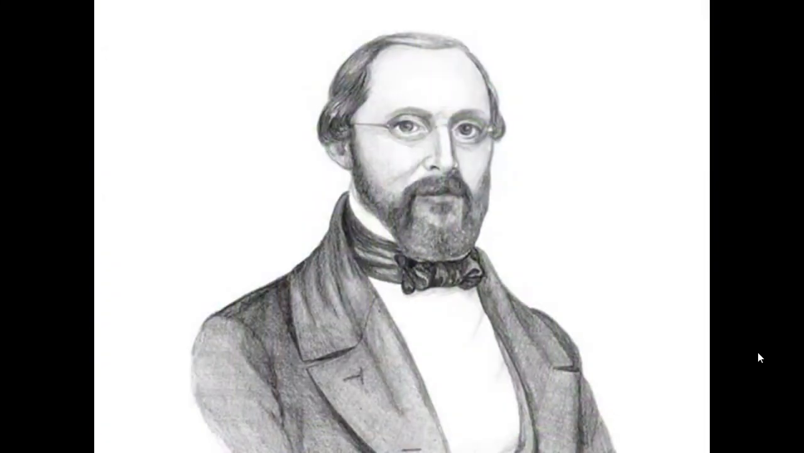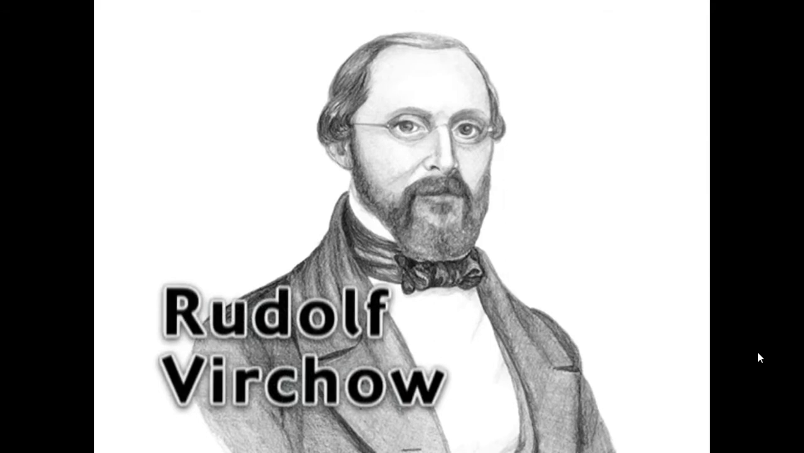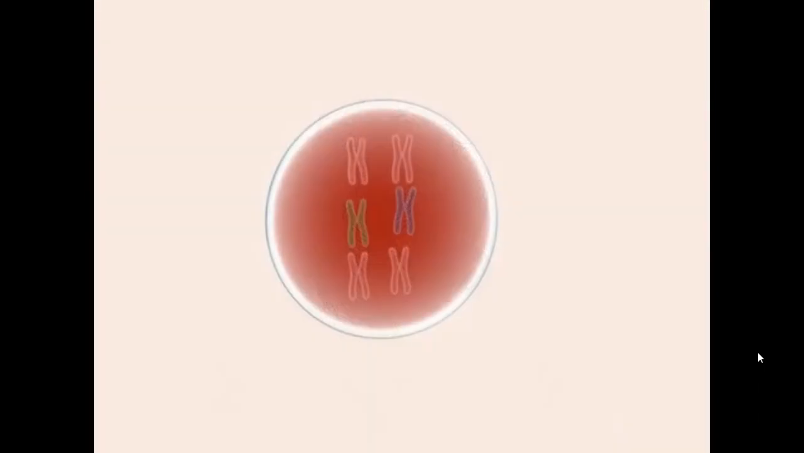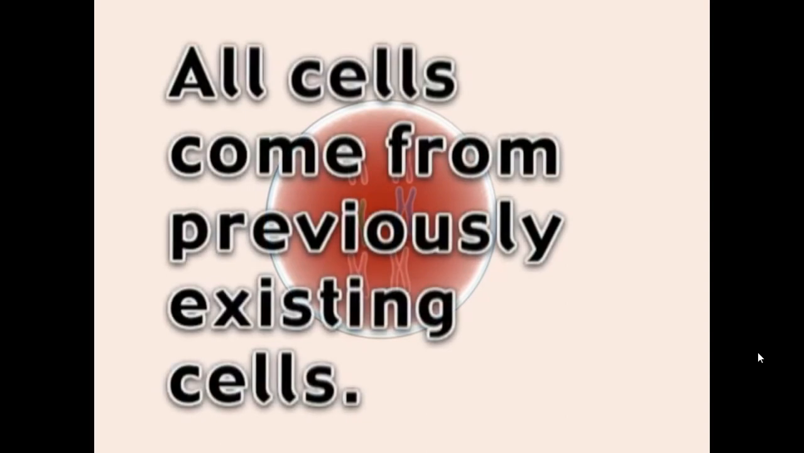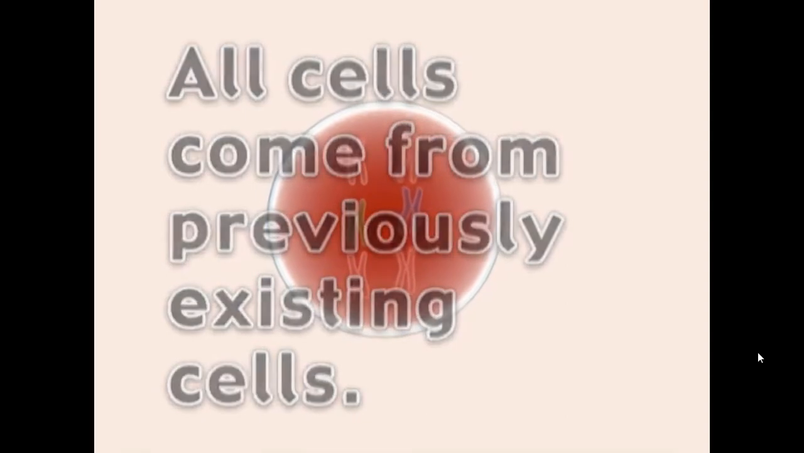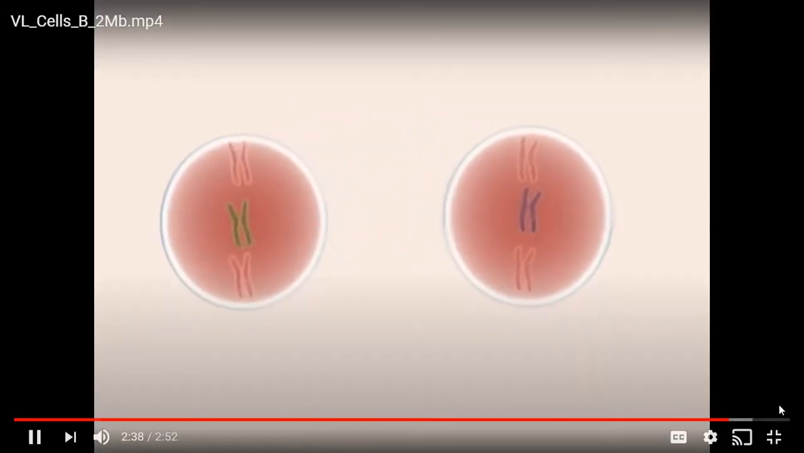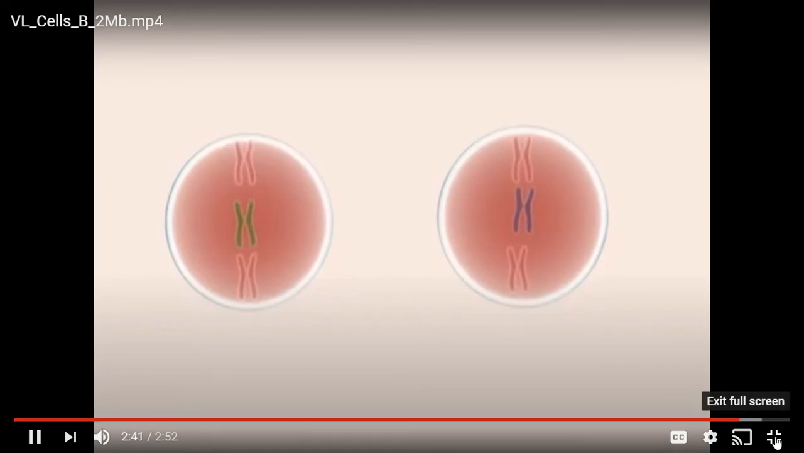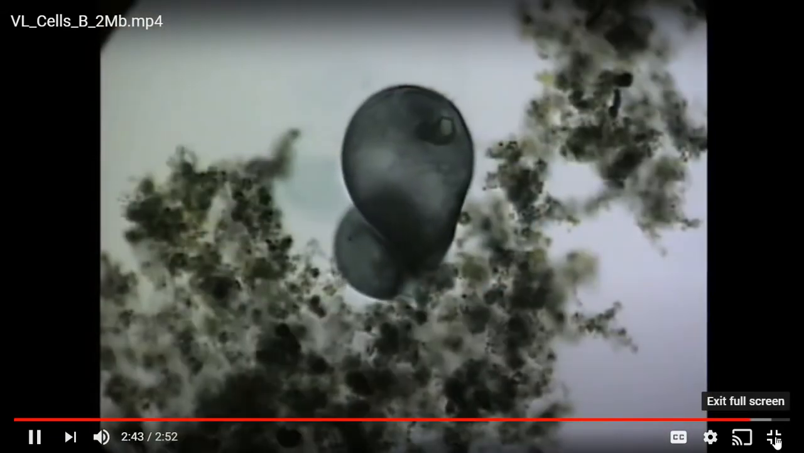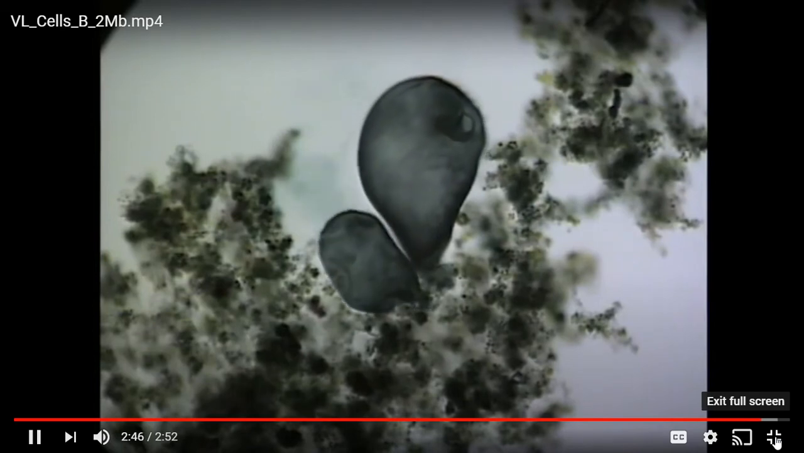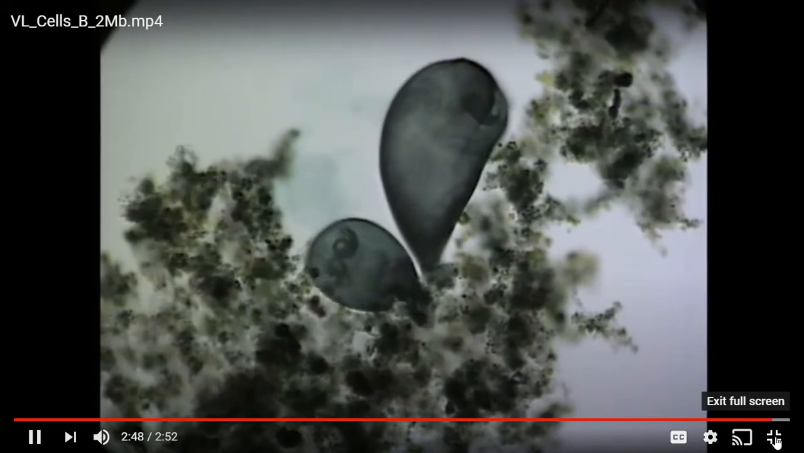About 20 years later, a German doctor, Rudolf Virchow, concluded that cells only develop from other cells. This third idea was added to the cell theory, stating that all cells come from previously existing cells. So, in other words, cells can't just magically appear. They have to come from other cells as they divide. Together, these three very important concepts make up the cell theory.